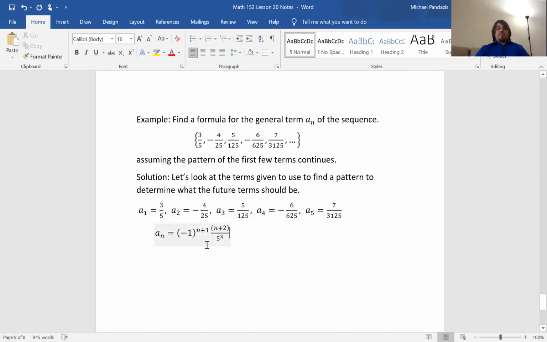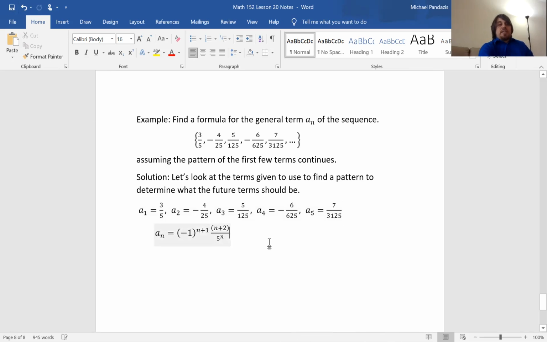Okay, -1 to the n plus 1 power. When n is odd, n plus 1 is even, and -1 to an even power is +1. When n is even, n plus 1 is odd, -1 to an odd power is -1. Okay, so you just need to add 1 to the exponent, because if you just did -1 to the n, even would be positive and odd would be negative. Since we want to flip it, we just add 1 to the exponent of -1 and we get the opposite.